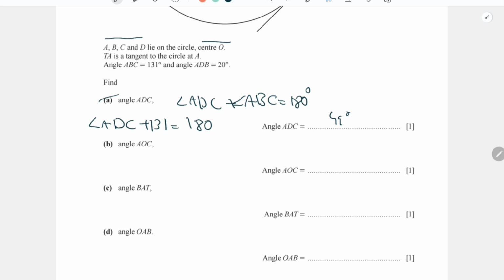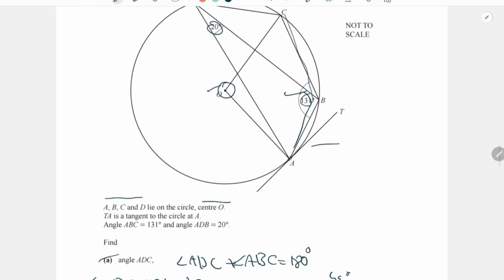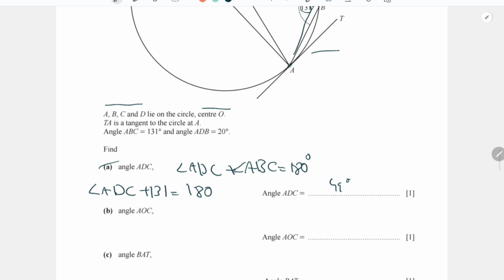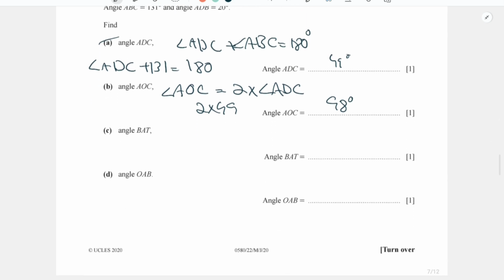Now in the next one, we want to find angle AOC. Angle AOC means this one. So we simply multiply angle ADC by 2. Angle AOC equals 2 times angle ADC. So 2 times 49 becomes 98. You should also show this step. So 98 degrees.